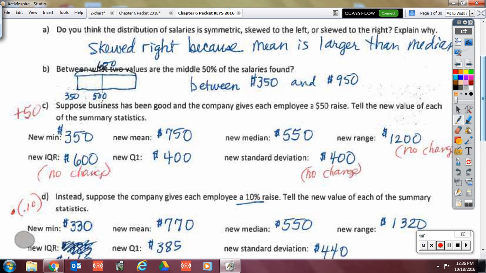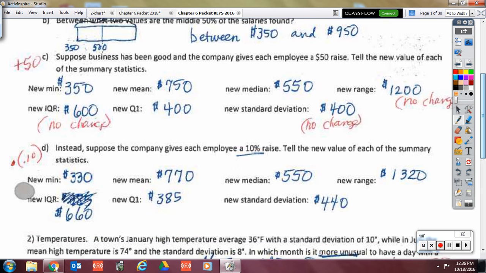B went between 350 and 950. On C, it gives each employee a $50 raise. So that's a shift of $50. So all the data goes up 50, so everything changed except for spread. So the IQR, standard deviation, and range did not change.